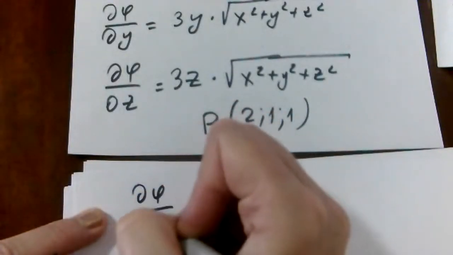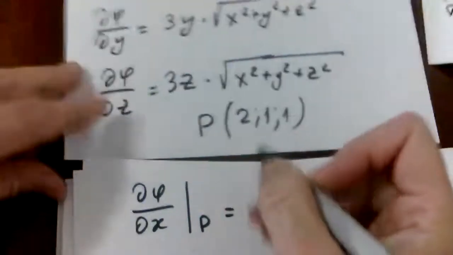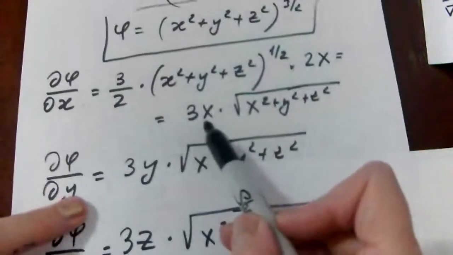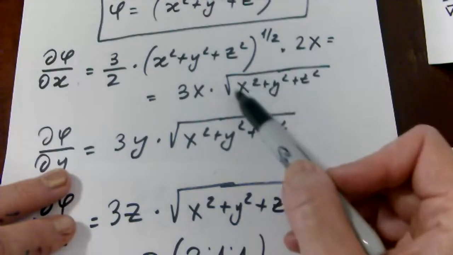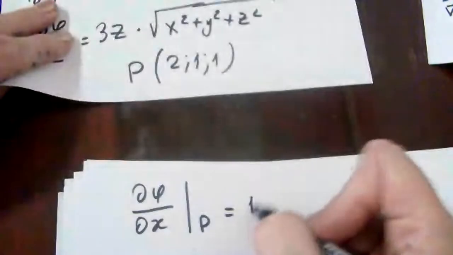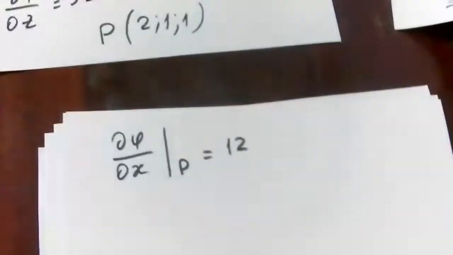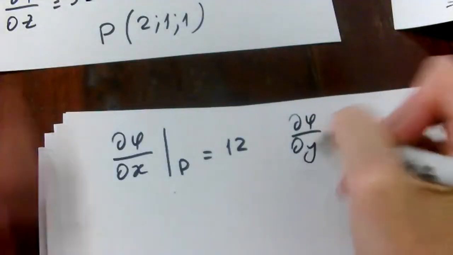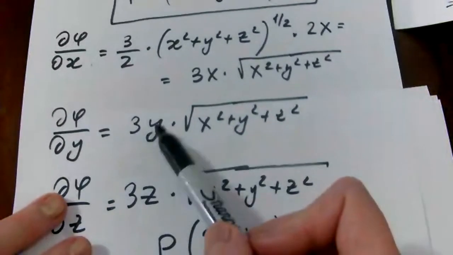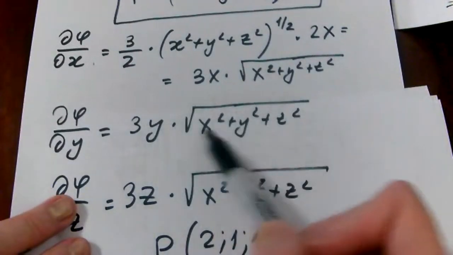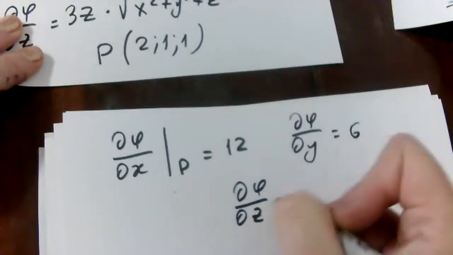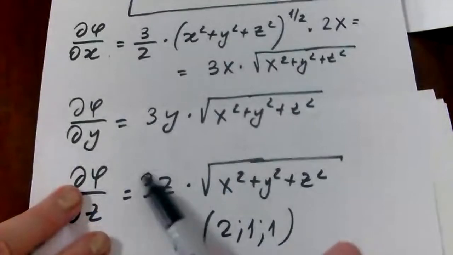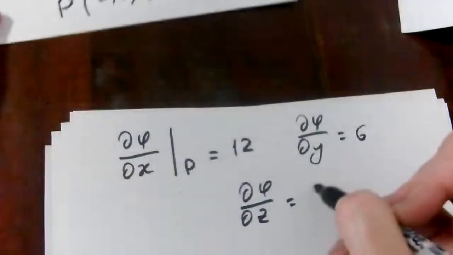Okay, d phi over dx at the point P. So x is 2 and the remaining variables are 1. It's pretty easy. This will be 6 and this will be the square root of 4, which is 2. 6 times 2 is 12, if I'm not mistaken. Okay, d phi over dy. So y is 1. This means 3 times the square root of 2, and 3 times 2 will be 6. And the last derivative, d phi over dz. Here it is 1, the same as the previous derivative, so it's 6.